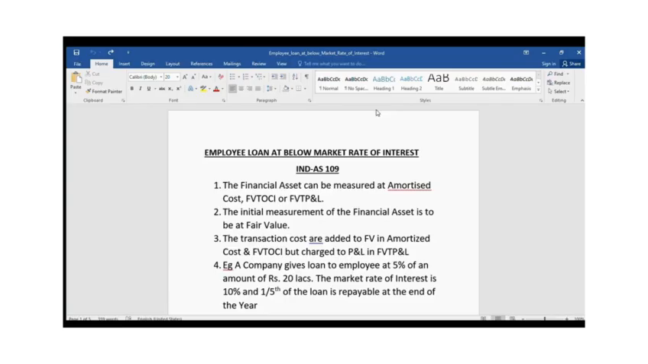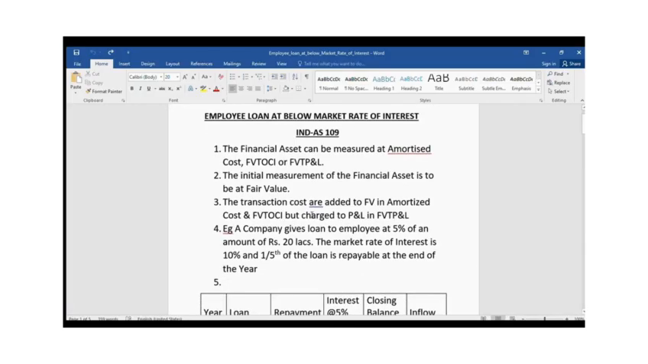Now the transaction costs have to be added to amortized cost and FVOCI, and charged to PNL in case of FVPL. This is the concept of financial assets for computing the accounting for the same. Now we'll discuss an elaborate example to discuss how this fair value would be taken into consideration.